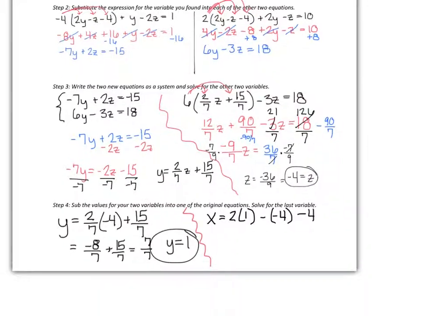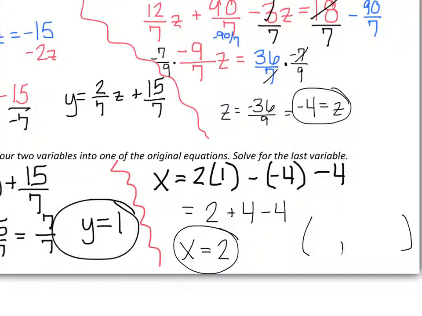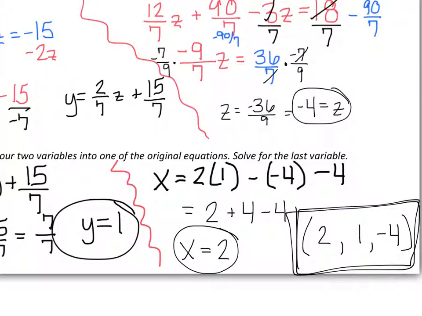All right, simplify. So it equals 2 plus 4 minus 4. What happens to the 4s? They go away, so what does x equal? 2. So our answer, remember, alphabetical order: 2, 1, negative 4 is our answer.